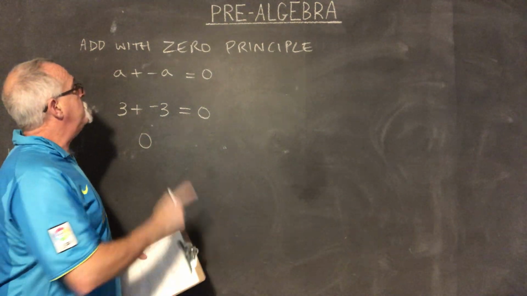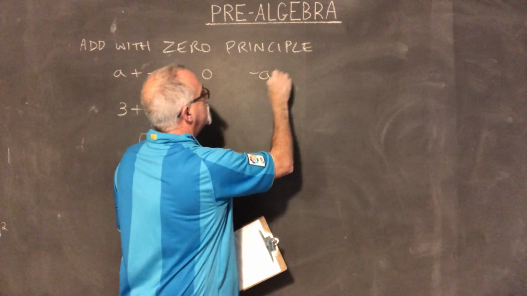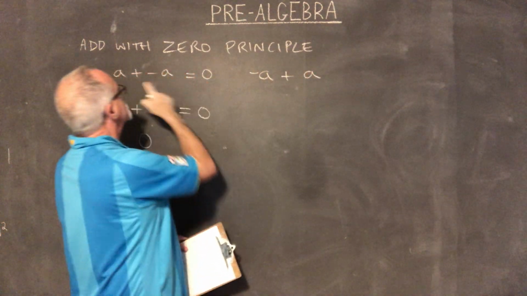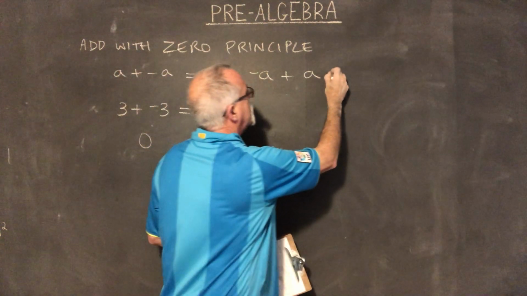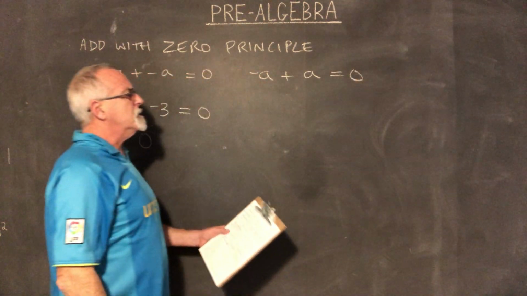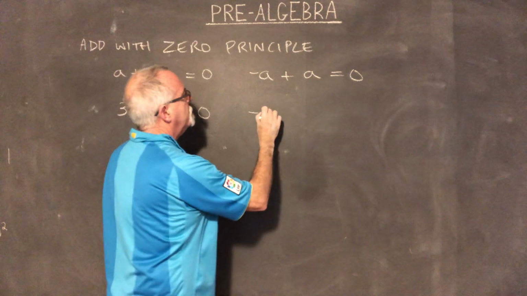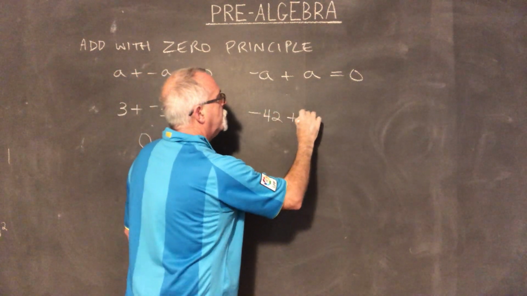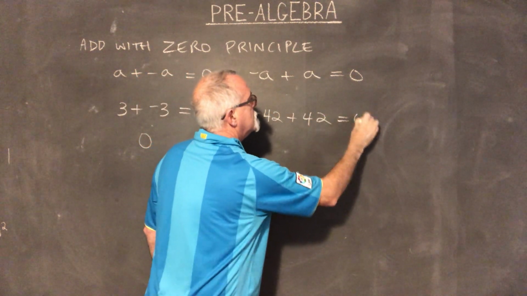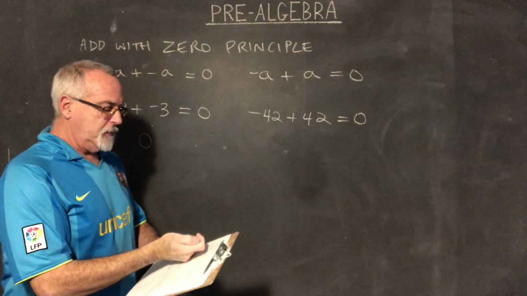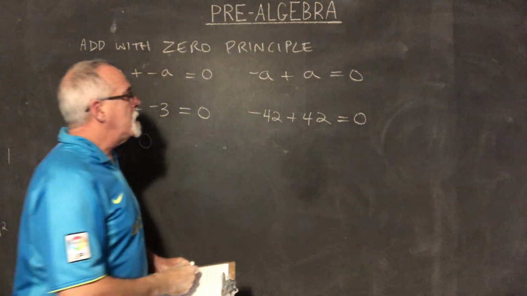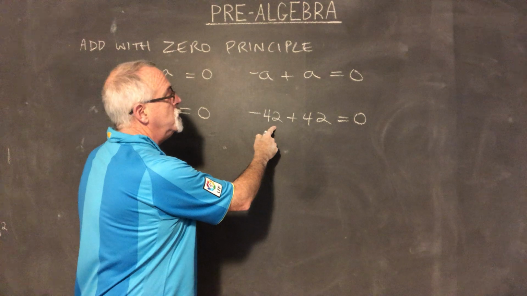And of course, if you write it backwards, it still works. Negative a plus a is really the same thing as a plus negative a. We kind of already talked about that as well. So negative a plus a is also equal to 0. So therefore, negative 42 plus 42 should be equal to 0. Here I am choosing big numbers. I'm becoming daring.